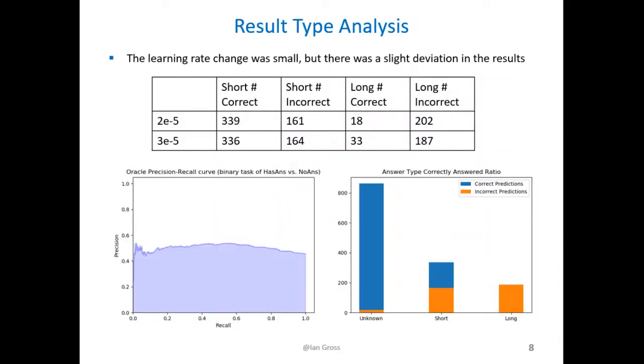To go into the result type analysis on the bottom right, it has a higher accuracy of predicting unknown answers and has a semi-decent accuracy at answering short answers, but really bad at answering long answers. Changing the learning rate had a small effect on the results. More testing needs to be done to evaluate the metrics.